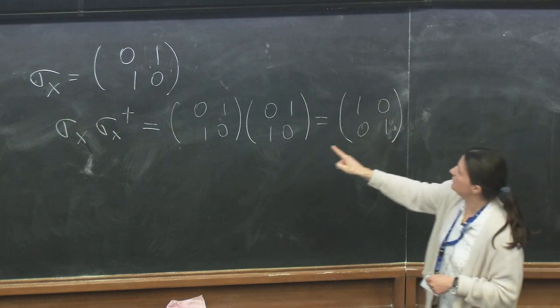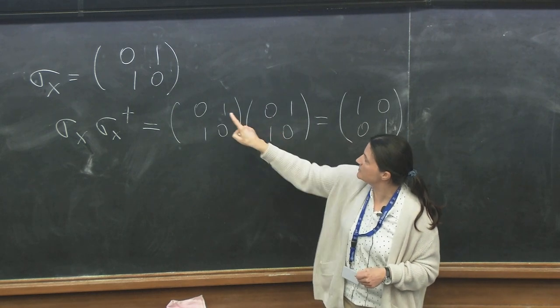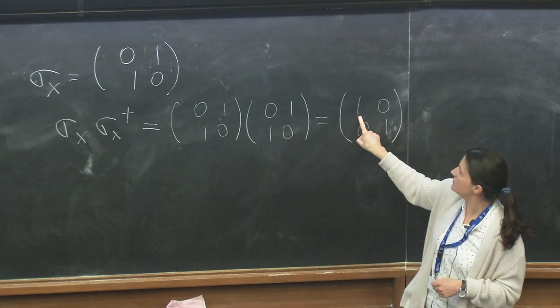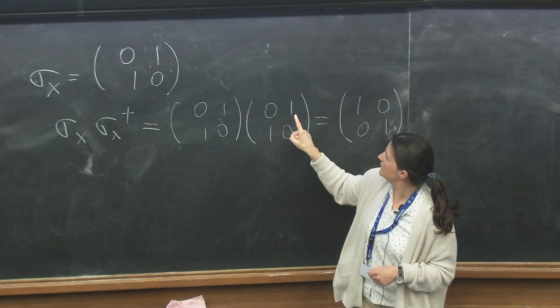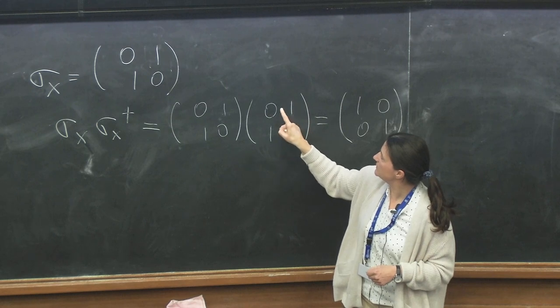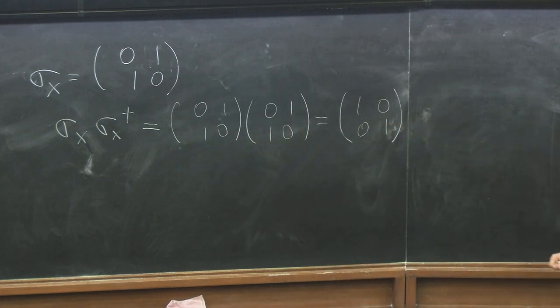If you wonder how to do this, you do this times this plus this times this, which gives you this entry. Then this times this, this times this, and so on. So you go through your entries in that way. Okay.